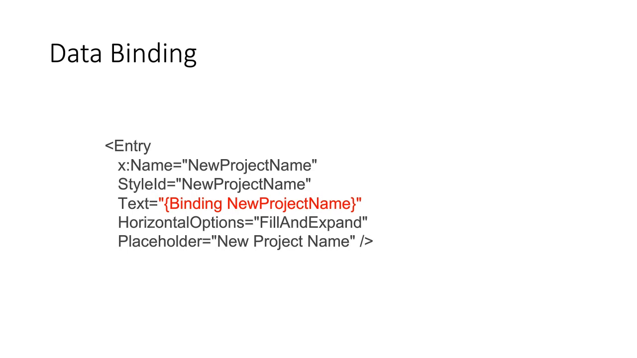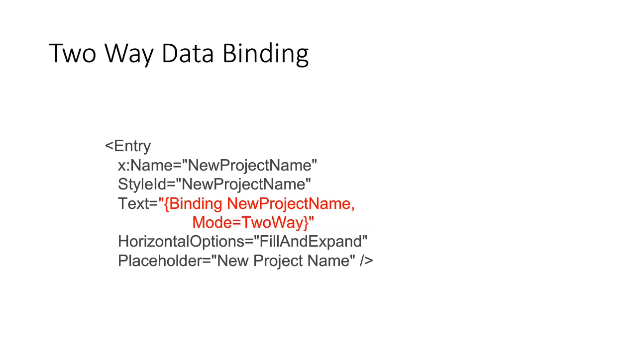So far we've talked about reaching into the view model and getting a public property to set, for example, the text of an entry. However, the user might enter text into the entry, and we would like that public property in the view model to be updated. To do so, we set the mode of the binding to two-way.